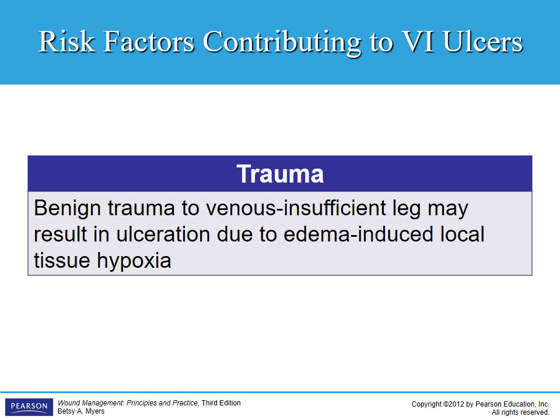One of the other factors that contributes to venous insufficiency ulcers quite a bit is a trauma to a venous insufficient leg, which may result in ulceration due to edema-induced local tissue hypoxia. So what I mean by a benign trauma is we've talked about this venous hypertension that's going on. So you have these very large swollen legs, and if something happens to hit that leg, it can burst, literally burst like a balloon that's got too much water in it. It can literally burst that skin, and then you get an open wound or a venous insufficiency ulcer.